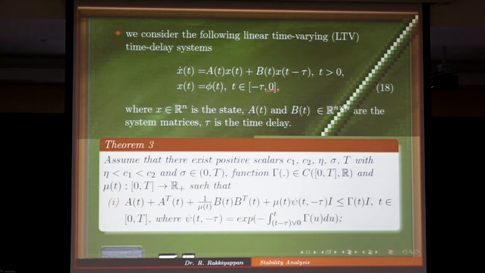Suppose you take the system x dot equal to A of t times x of t plus B of t times x of t minus tau. This is the time delay term. The initial function is x of t equal to phi of t where t belongs to [-tau, 0]. In this case the previous results can be implemented for this problem. We have derived some sufficient conditions for finite time stability as well as finite time contractive stability.